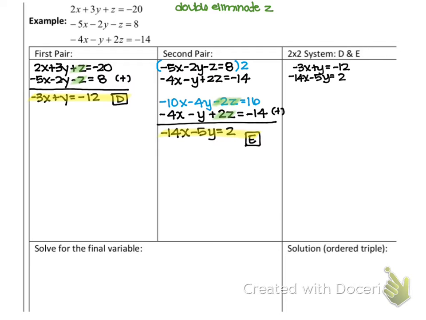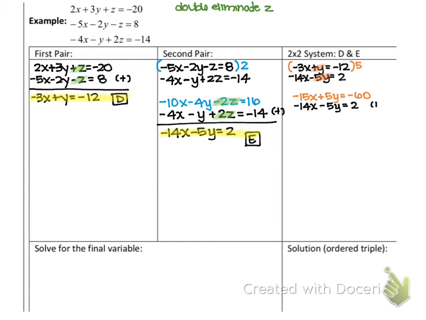Okay, now you have to figure out what you want to eliminate again. We already eliminated z, so now it's down to x's and y's. Path of least resistance, I think I'm going to do the y's, because I only have to multiply the very first equation. I'm going to multiply it by 5 to get those to match. So that'll give me negative 15x plus 5y is equal to negative 60. And then I'm just going to copy down the other equation: negative 14x minus 5y is equal to 2.